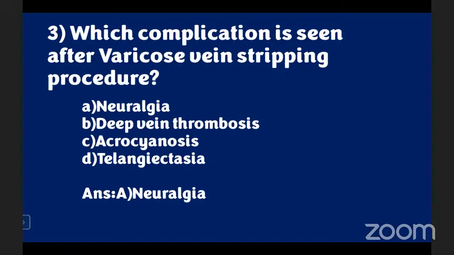Next question is which complication is seen after varicose vein stripping procedure? Option A, neuralgia. Option B, deep vein thrombosis. Option C, acrocyanosis. Option D, telangiectasia. So the answer for this question is option A, neuralgia.